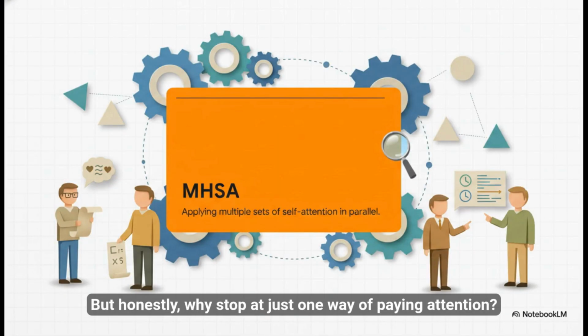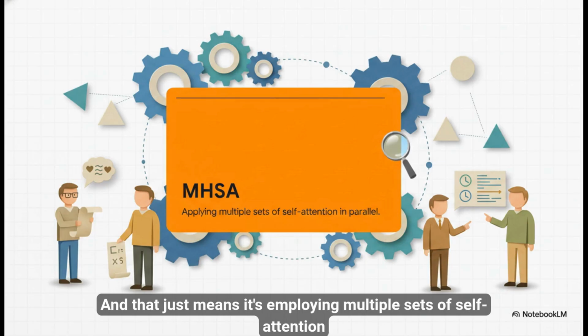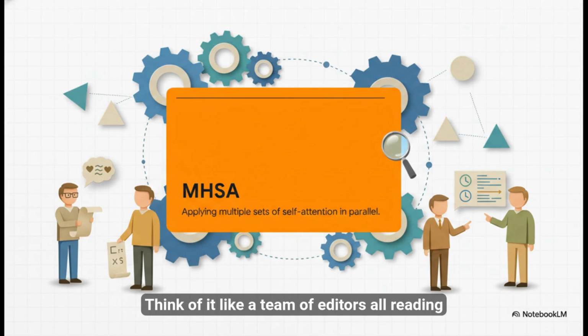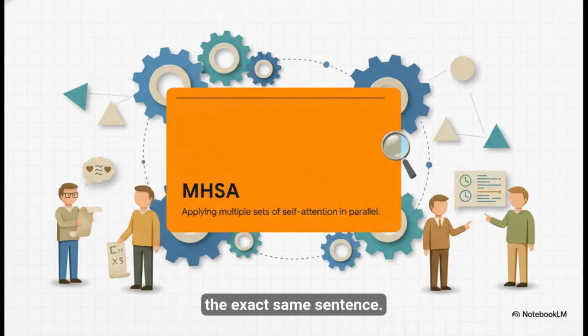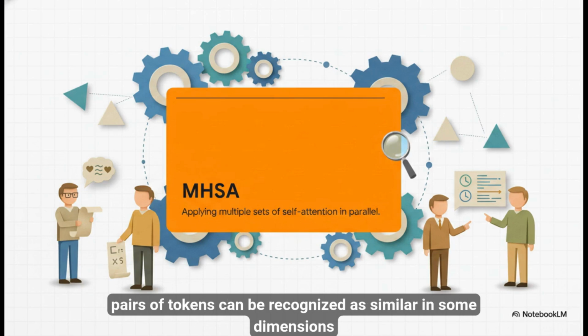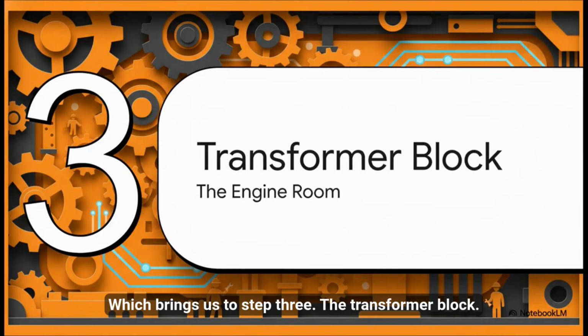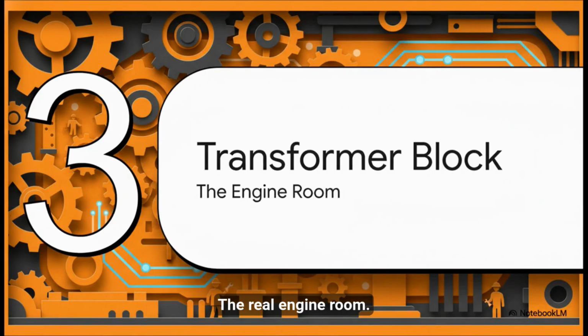But honestly, why stop at just one way of paying attention? The transformer uses something called multi-head self-attention, and that just means it's employing multiple sets of self-attention at the exact same time. Think of it like a team of editors all reading the exact same sentence. One editor is paying close attention to the grammar, another is analyzing the emotional tone, and maybe a third is tracking the timeline of events. By using multiple heads simultaneously like this, pairs of tokens can be recognized as similar in some dimensions and totally different in others, capturing incredibly rich context. Which brings us to step 3, the transformer block, the real engine room.